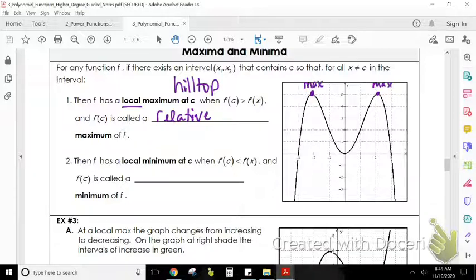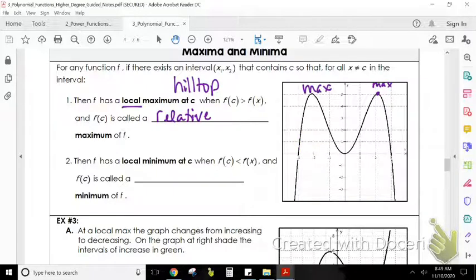All right, but what I was talking about is, let's say, here on the very far left, this part of our graph isn't there. So pretend it's not there. This then would not be a local or relative maximum because it does not have a hilltop, okay? It only has one side to the hill. It doesn't have the other side.